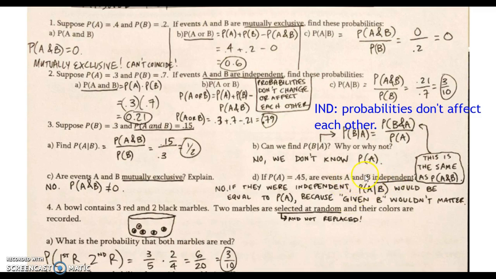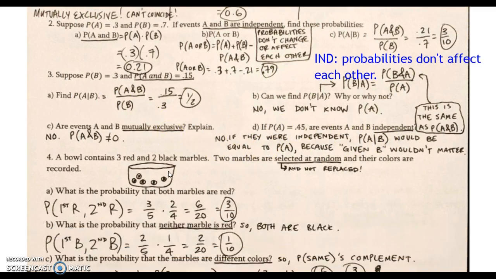Well, independent means A is going to happen at the same probability regardless of what B does. A given B should be the same as A if they're independent, because given B doesn't matter. It doesn't affect the probability of A. Since 0.45 and 0.5, which is 1/2, are different from each other, probability of A and the probability of A given B are different, that means they're not independent. That given B changes that probability in some way.